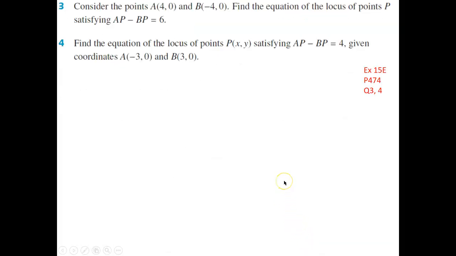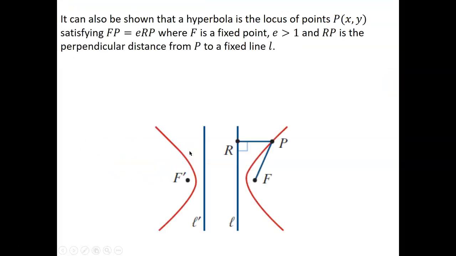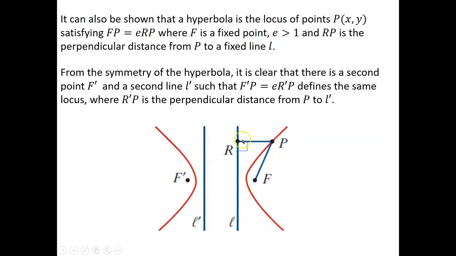Pause the video now while you have a go at questions 3 and 4. Here are your answers. Ideally, we'd have divided by 20 here. So an alternative way of defining a hyperbola is as the locus of the points P(x, y) satisfying FP equals e times RP, where F is a fixed point, e is greater than 1, and RP is the perpendicular distance from P to a fixed line. And from the symmetry, we get the other branch of the hyperbola.